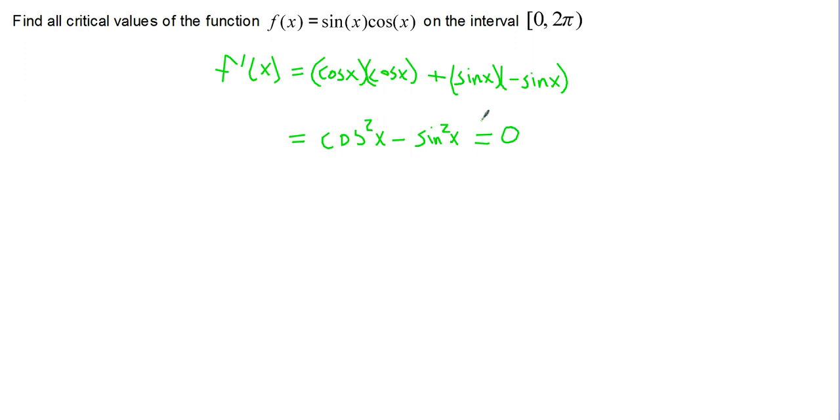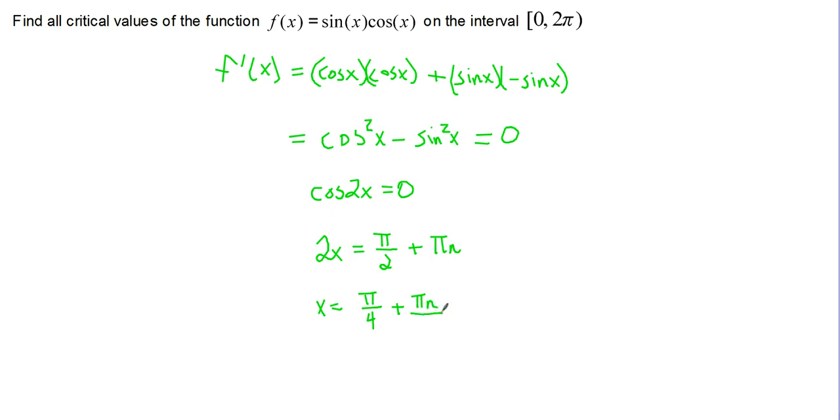There are a couple of different ways to do this. I think the easiest is to use the cosine double angle identity and turn this into cosine of 2x is equal to 0. Well, cosine is equal to 0 when the angle is pi over 2, or 3 pi over 2, or 5 pi over 2, or negative pi over 2. Essentially, whenever our angle, in this case 2x, is equal to pi over 2 plus pi n, where n is any integer. So for our purposes, x, now when we divide by 2, will be pi over 4 plus pi n over 2.